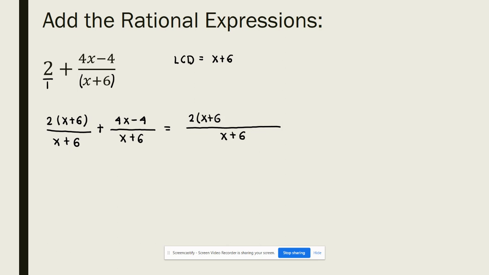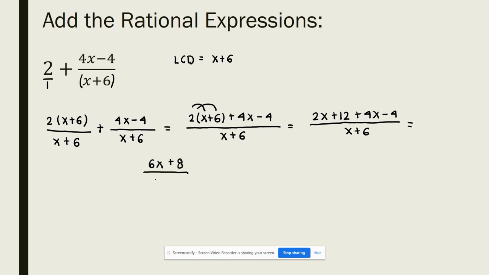And now we can go ahead and start trying to combine like terms in the numerator. So that involves us getting rid of any parentheses on top. So that turns into 2x plus 12 plus 4x minus 4, still all over that least common denominator. Combine like terms. Well, 2x and 4x turn into 6x. 12 minus 4 is going to give us a positive 8. Still all over that x plus 6.